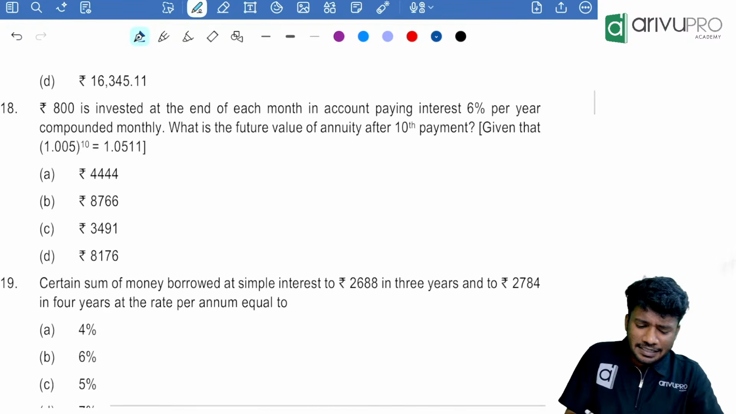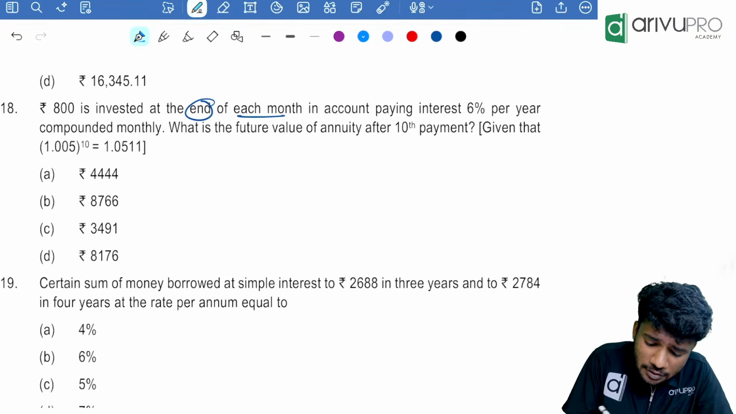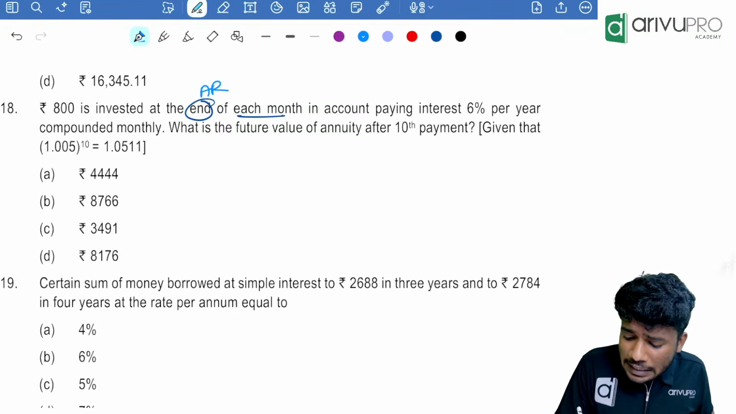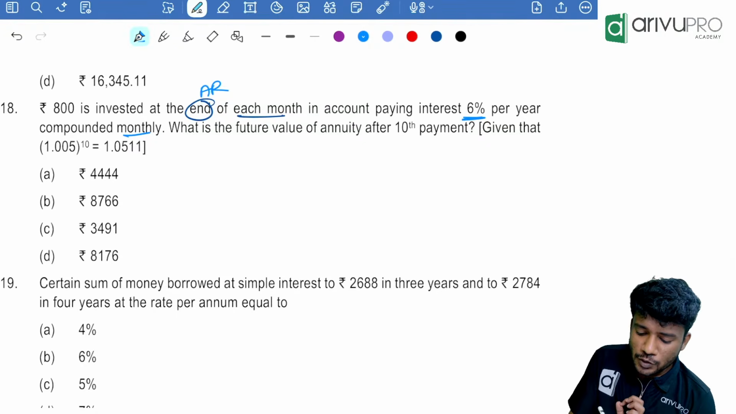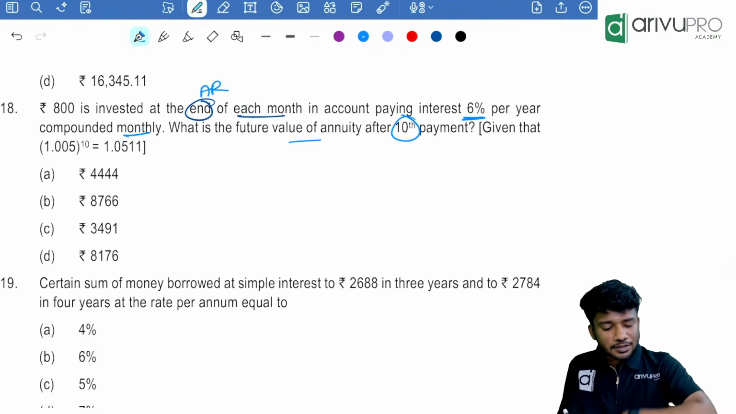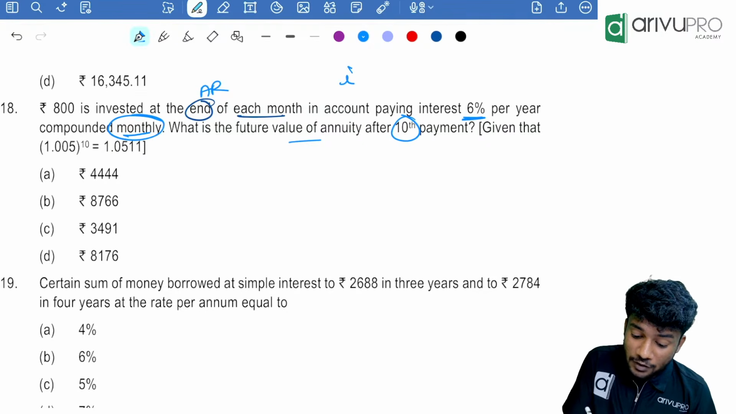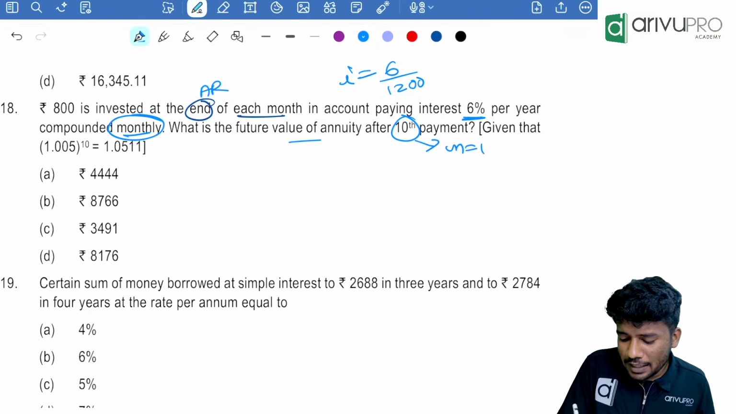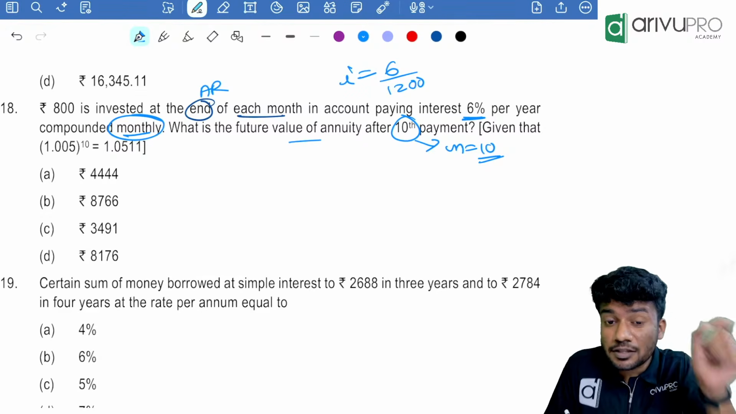Then 800 is invested at the end of each month. End of each month means it is annuity, regular or ordinary annuity itself. Then paying 6% per year, compounded monthly. What is the future value of annuity after 10th payment? Now people look here, it is compounded monthly. I will become what? 6 divided by 1200. Keep it in your mind. Then n is directly you can take it as 10. Why are we taking it as 10? Because they are asking for after the 10th payment.